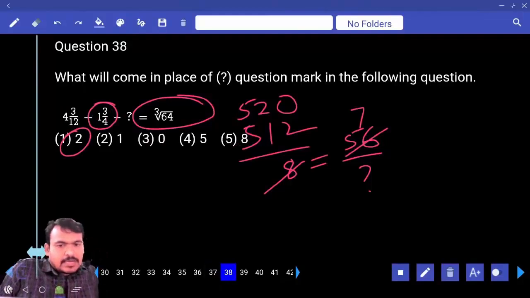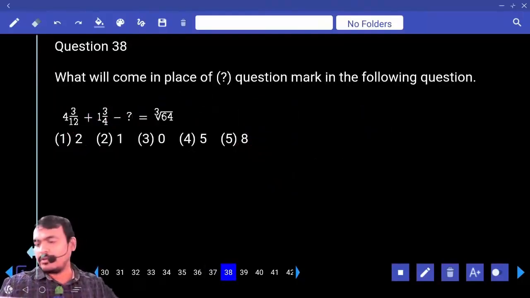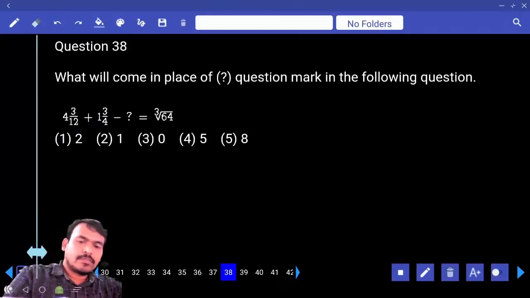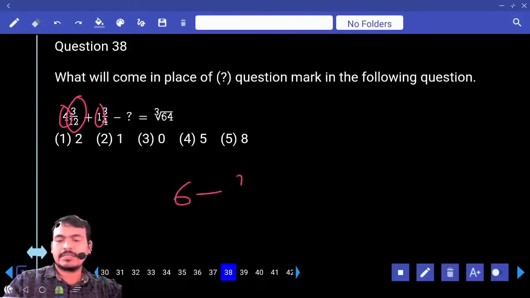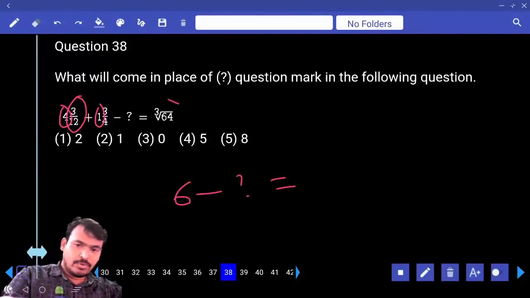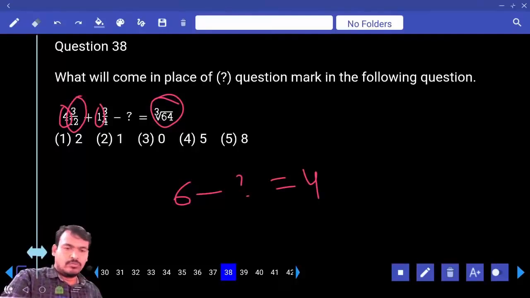Next question number 38. First we need to add the integers in left hand side or not? 4 plus 1, 5. 3 by 12 means written 1 by 4 or not? 1 by 4 plus 3 by 4, 1 or not? Already 5 plus 1, 6. 6 minus something equal to cube root of 64 means 4. Then something must be 2.